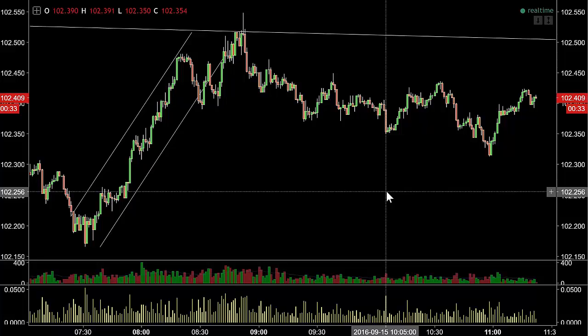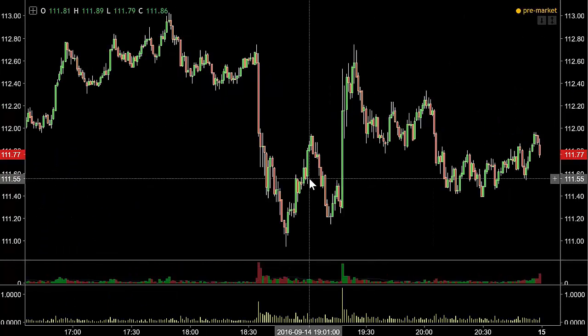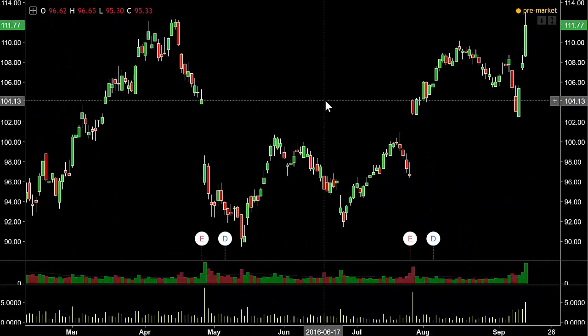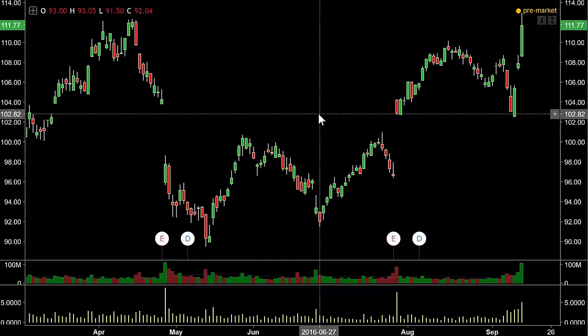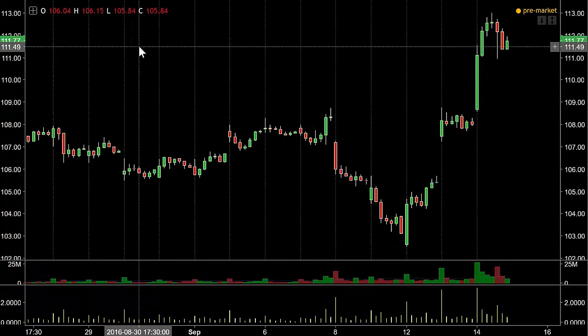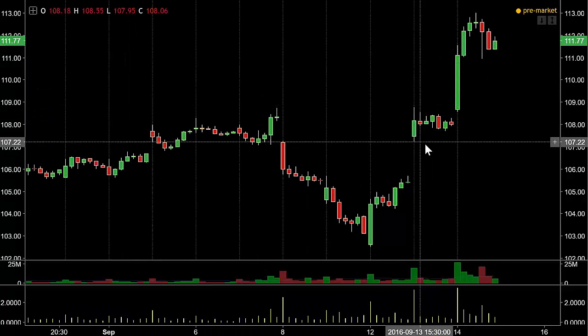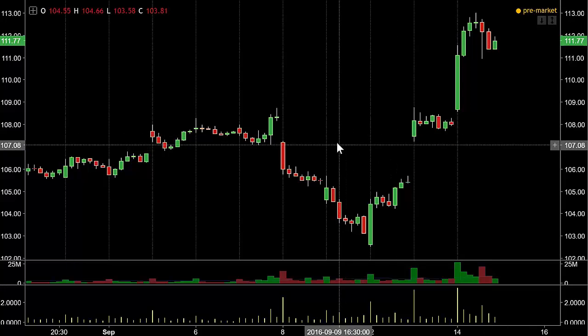So let me pick a stock. Okay, let's pick Apple. Apple stock. Let's go into a 1 day and let's see exactly what's going on. In fact, you know what? Let's go into a 1 hour. So we had the iPhone 7 recently come out, and each candle is representing 1 hour.